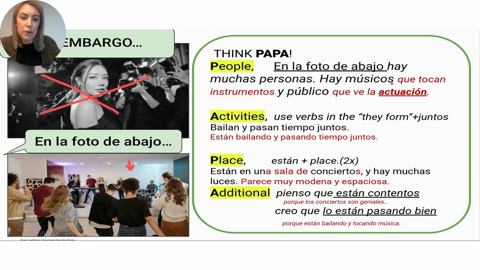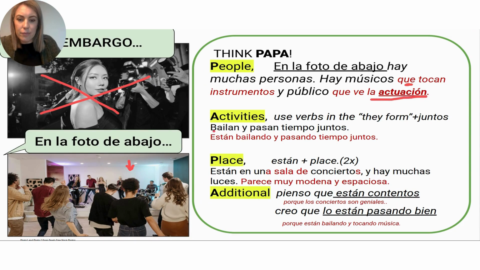Higher, we could add something about each of those types of people in the photo. Hay músicos que tocan instrumentos. There are musicians who play instruments. Y público que ve la actuación. And the public who is watching the performance. La actuación, the performance. Okay?